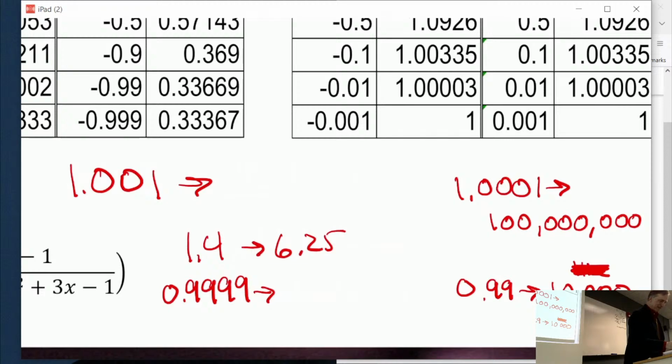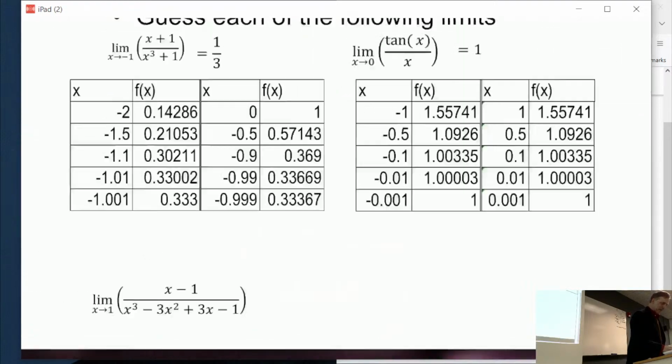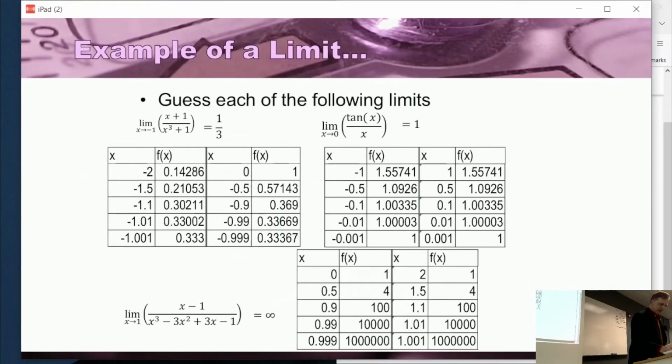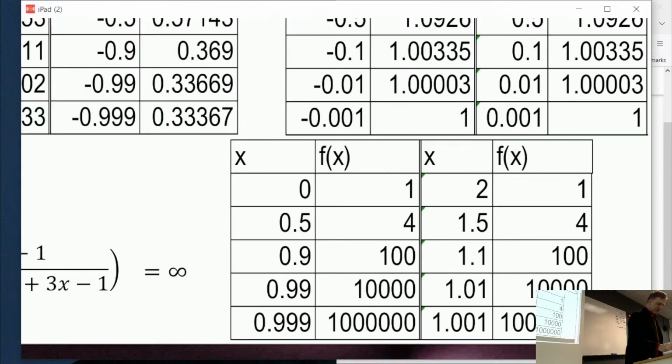So here, let me just show you what I did. A bunch of numbers, including some of your numbers, but I can show you my numbers here. I guess I didn't do the 1.0001, but I did 1.001, and I got a million. But notice that the closer you get to 1, the bigger the number is. They just keep getting bigger. And same thing on this side. The closer you get to 1, the bigger the number is.